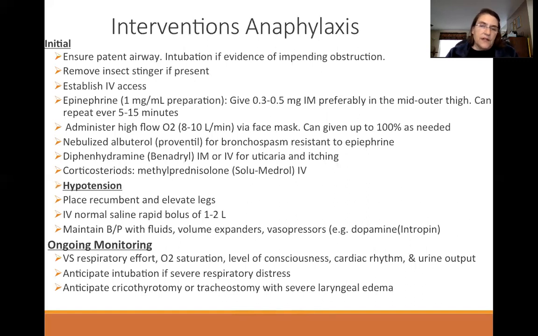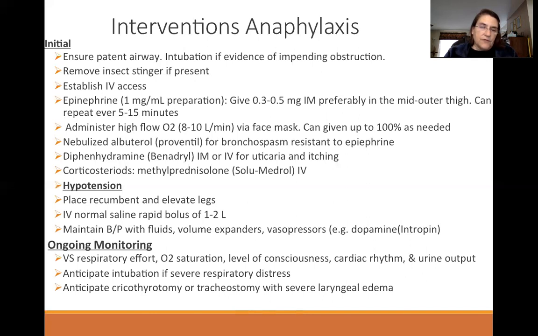We're going to give nebulized albuterol for bronchospasms if this patient is resistant to epinephrine. We can give diphenhydramine, IM or IV, for urticaria and itching. And we can give corticosteroids like methylprednisolone or solumedrol. We're going to watch this patient for hypotension. We'll place him in a recumbent position and elevated legs. Recumbent is laying back. We might even need to go into a reverse Fowler's position.